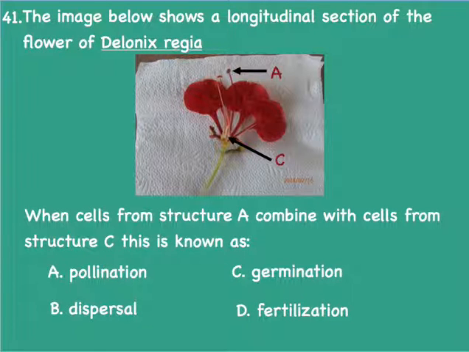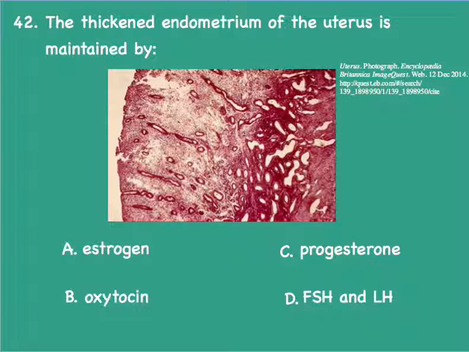41. The image below shows a longitudinal section of the flower Delonix regia, the flamboyant. When cells from structure A combine with cells from structure C, this is known as A, pollination. Structure A representing the stamen, which contains the pollen grains, and structure C representing the ovary, which contains the female gametes. The thickened endometrium of the uterus is maintained by the hormone progesterone.